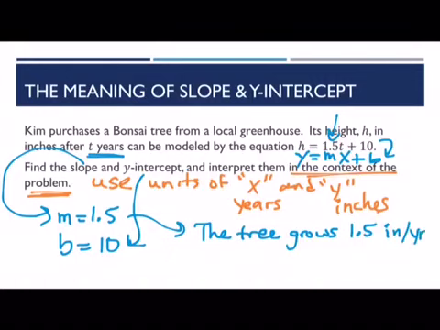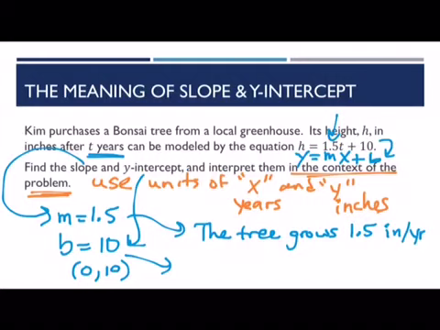Okay? Or you could say that the rate of growth for the tree is 1.5 inches per year, or something like that. All right, how about B? Well, the units would match whatever y's units are, right? And remember that this is really the point (0, 10). Right, so this would be the y value when x is 0, right? And x is years, so after 0 years, the tree would be 10 inches tall.